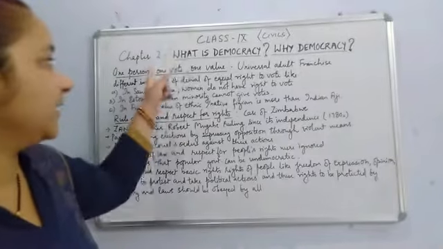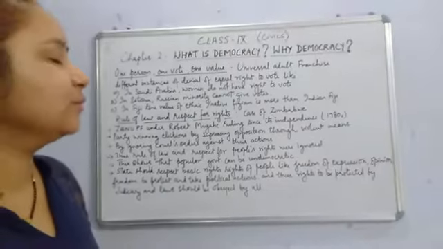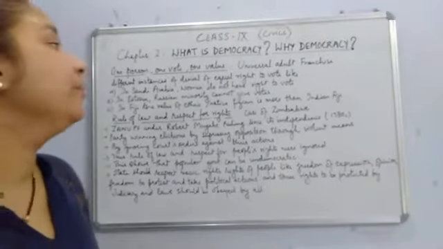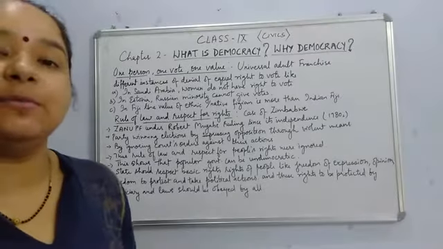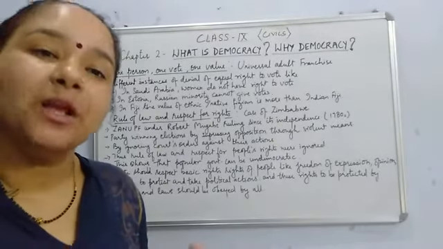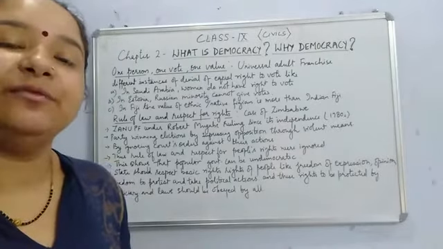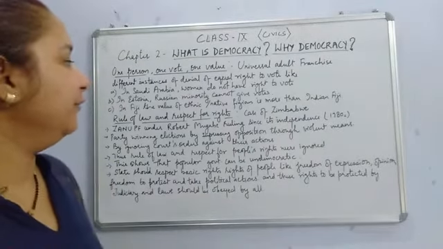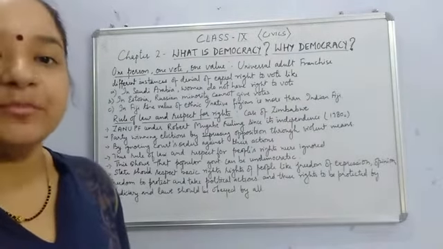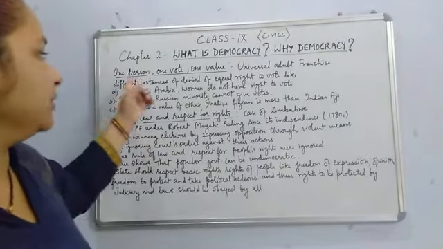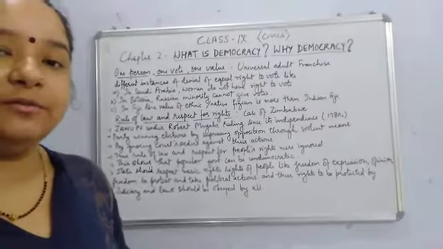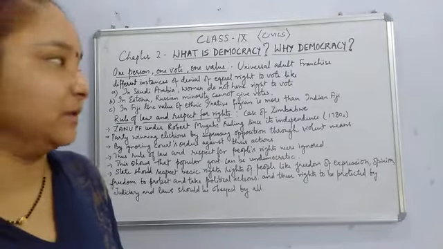To continue with the second chapter of class 9th civics, that is, What is Democracy and Why Democracy. In this video I will be discussing an important feature of elections, free and fair elections, right? And we'll be discussing the case of Zimbabwe. So let's start the topic. One person, one vote and one value is a key feature of free and fair elections.